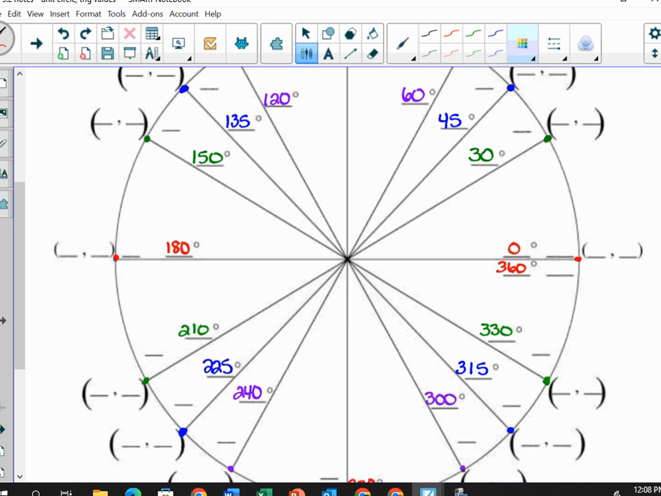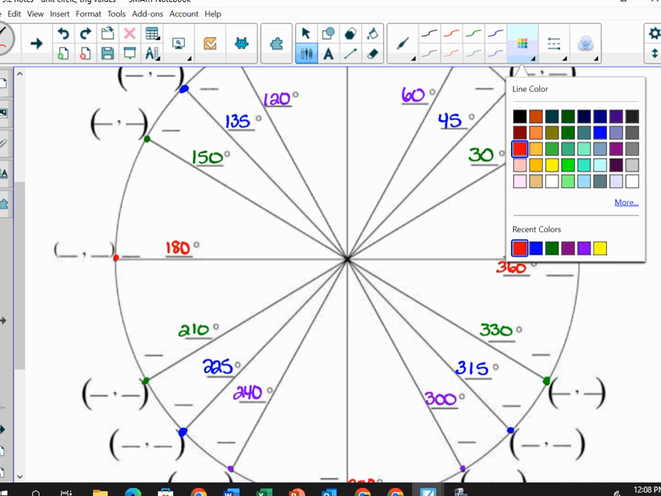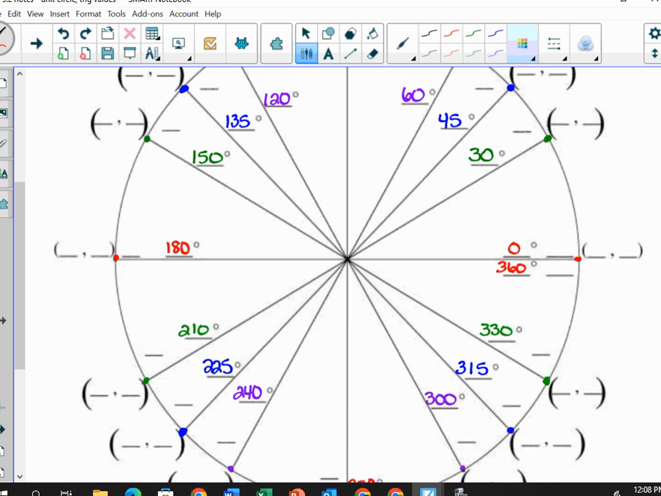Okay. Radians are next. So I'm going back to red. So 0 degrees. We're going to start there with 0 radians as well. And then let's jump over to 180 next. We learned this, I think, 2 classes ago. What radian is equivalent to 180 degrees? Pi, yes. So that is pi over here.